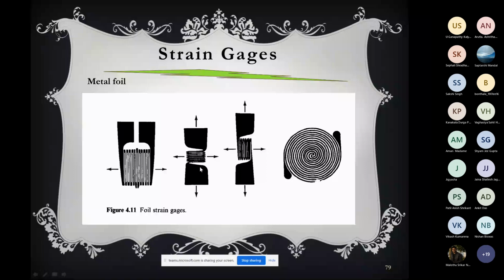So if you want to measure the strain along the horizontal, you have to paste the strain gauge like this so that your long wires will be in the direction of the force. Then only these wires will elongate and you will see the change in resistance. So it is important to know which direction you want to measure.